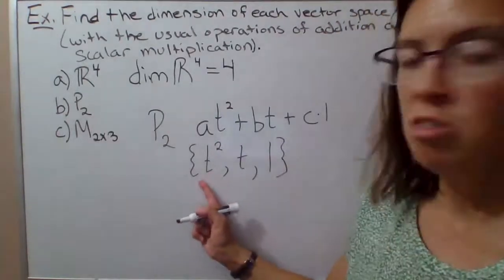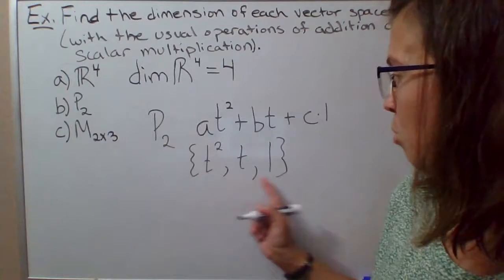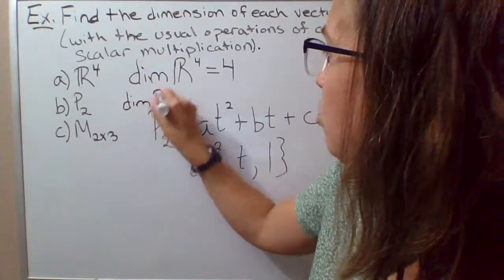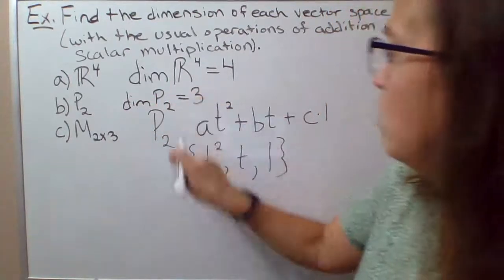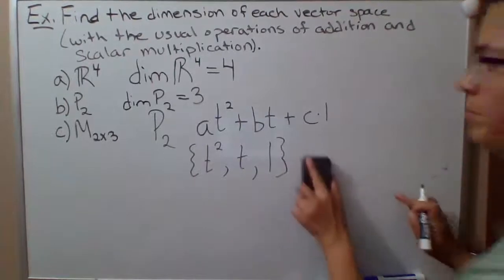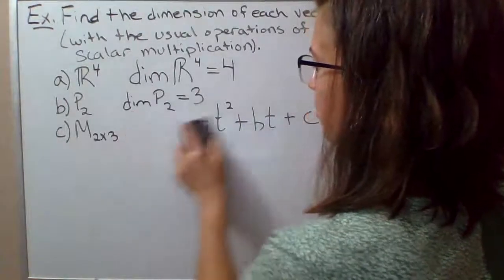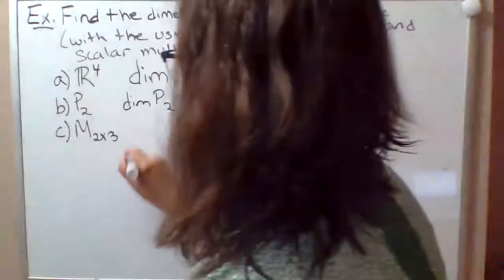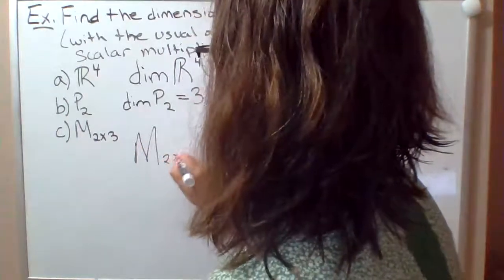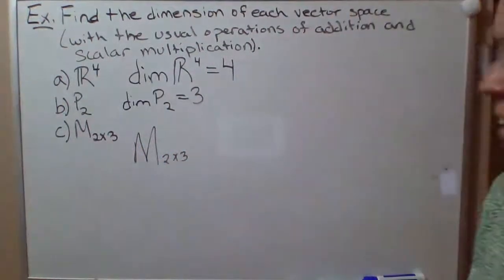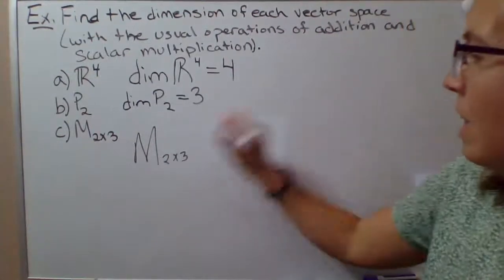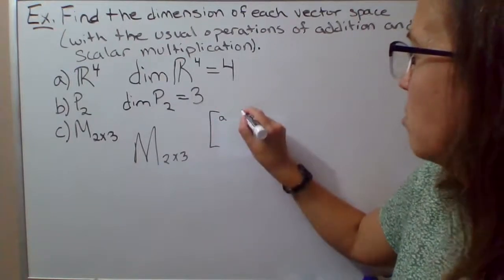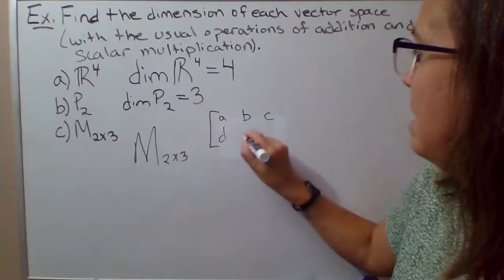So because P2 has a basis with 3 entries, then the dimension of P2 is 3, because there's 3 elements in this basis. Okay. So last one, set of all 2 by 3 matrices, M2 by 3. We're talking about any matrix of the form, it's got 2 rows, 3 columns. So A, B, C, D, E, F.